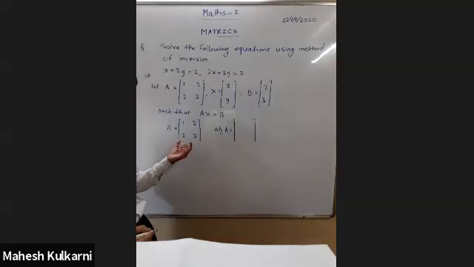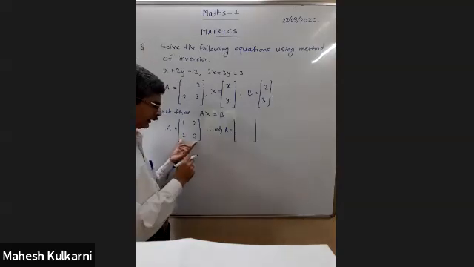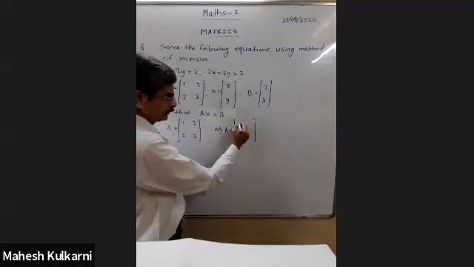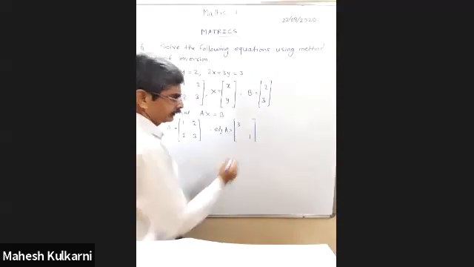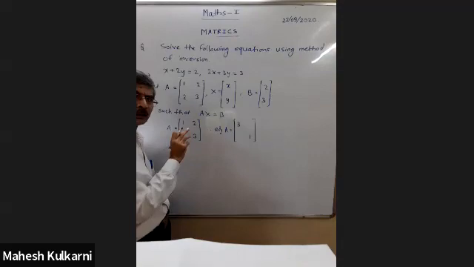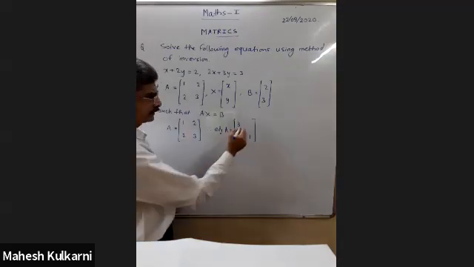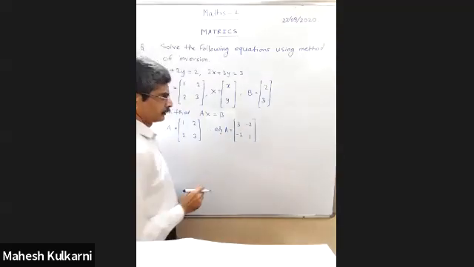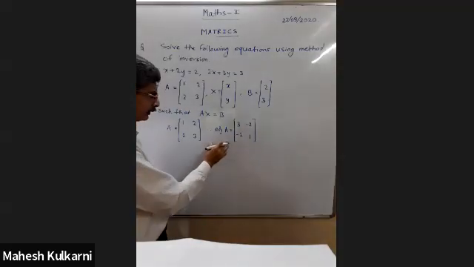You can write the adjoint of this matrix. How to write the adjoint of this matrix? Interchange the diagonal elements. What do we get here? 3 and 1. And the second step is, the remaining non-diagonal elements stay at the same position with opposite sign. So this is the adjoint.